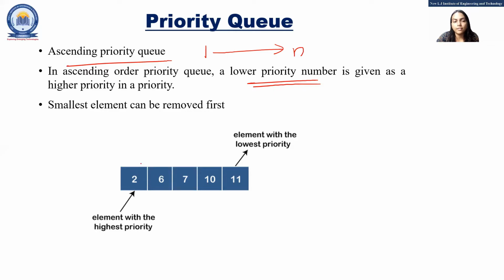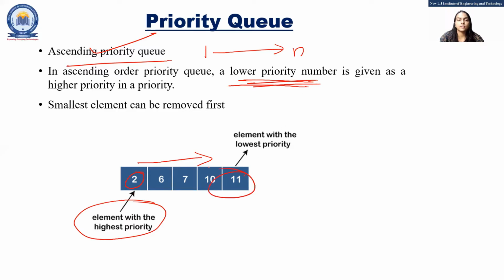As you can see here, this is in sorted order. So 2 is the lowest number, that is, it has the highest priority. And when an element has to be deleted from the queue, it has to be 2, because it is an ascending priority queue, where the lower the number, the higher the priority. And in this situation, 11 is the element with the lowest priority.